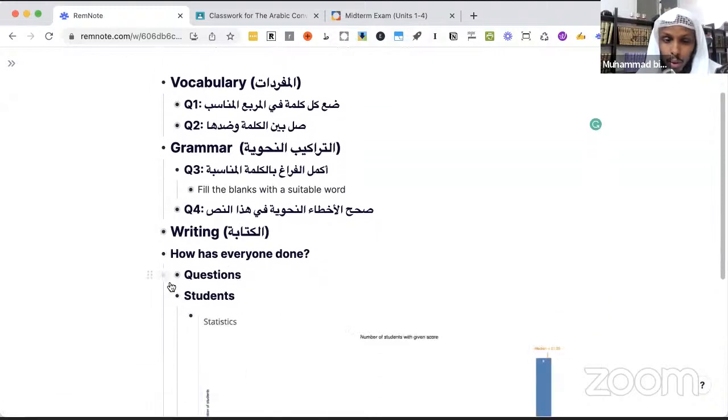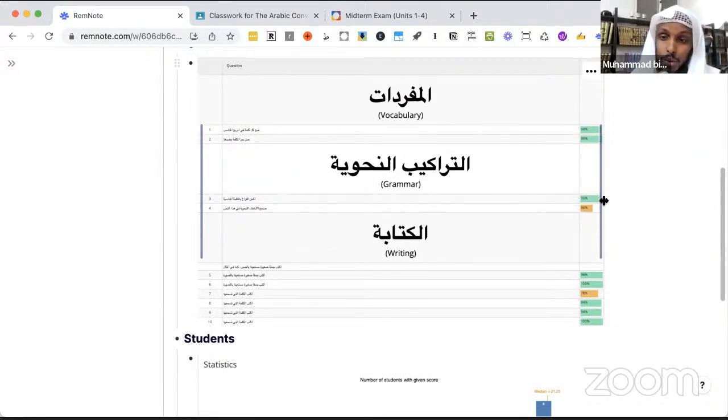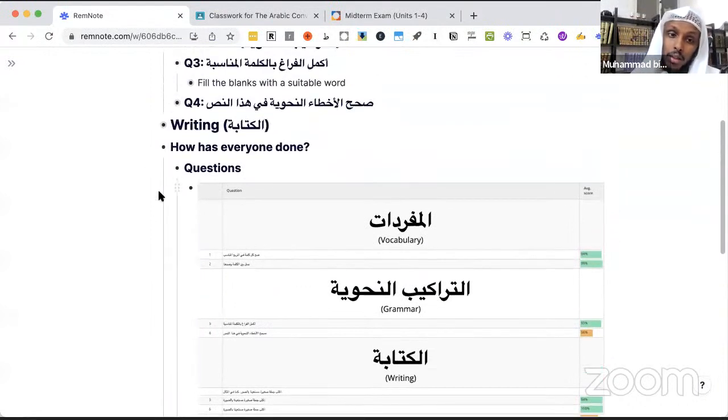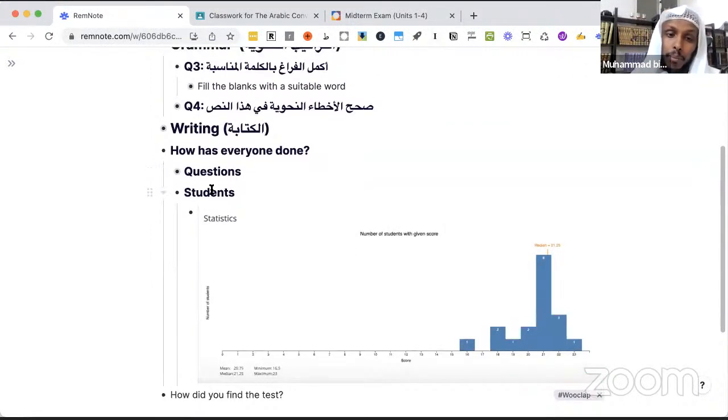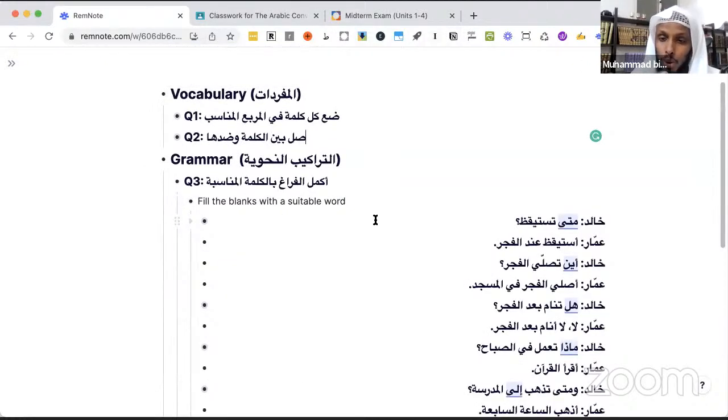As you see here, if we go to the questions, we can see al-mufradat, vocabulary. You see that's 94%, 99% correct. But when you go to the nahw, the first question is 93%, which is good. But the second question, a lot of mistakes. Only 56% of you got full marks on that one, got it right. Okay? So the third question is easy. Fill in the blank with a suitable word.